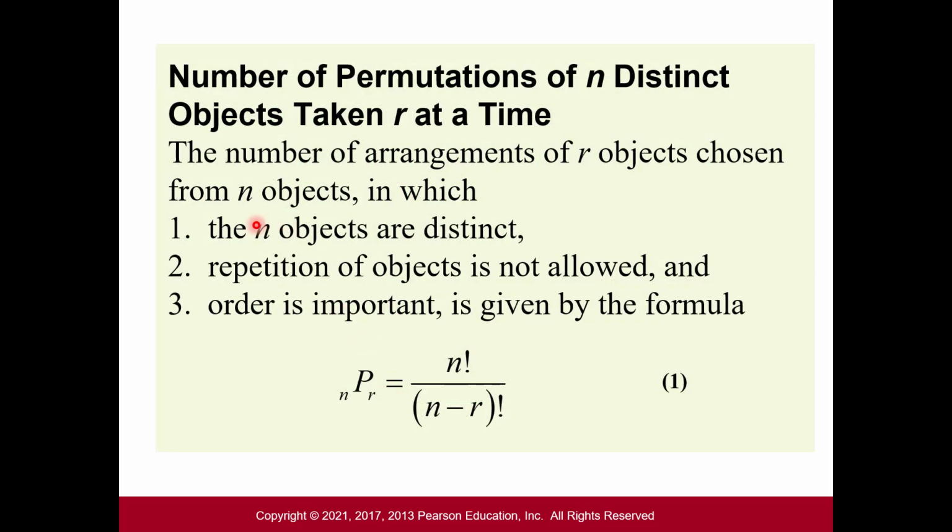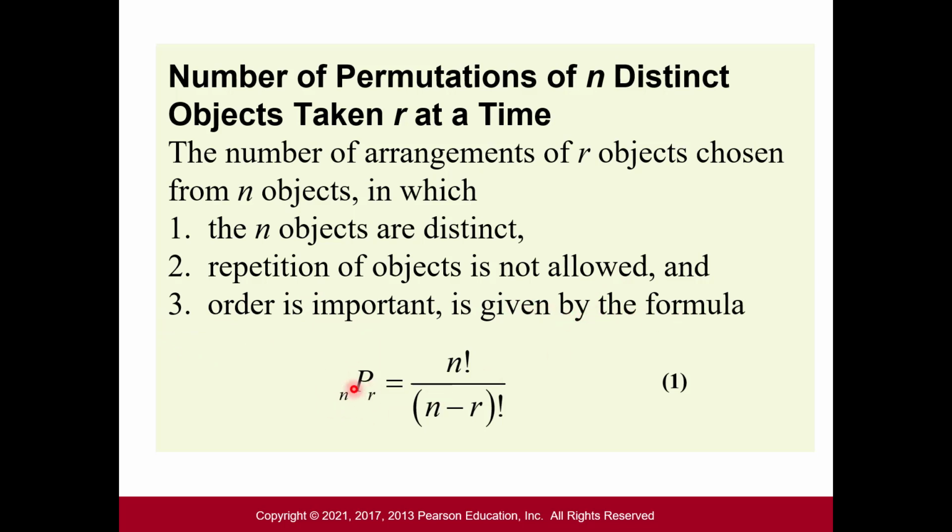All right, so here's how this works. We have the number of permutations of n distinct objects taken R at a time. So you're choosing R out of the n. It's like saying I'm choosing 3 from the 5 total, just for example. And so the number of arrangements of R objects chosen from n objects in which the following is true: number 1, the n objects are distinct; number 2, repetition of objects is not allowed; and number 3, order is important, and is given by the formula.